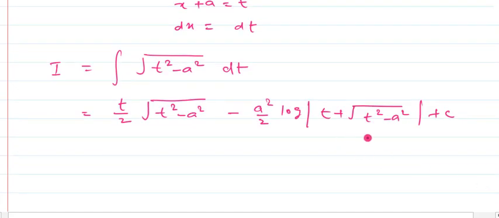Now just in the last you have to again put the value of t everywhere, and that will be your final result. So you just need to learn the identity and use it directly. No need to use the complete procedure.